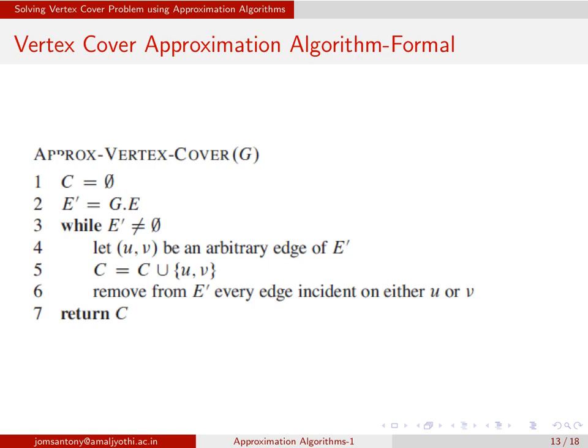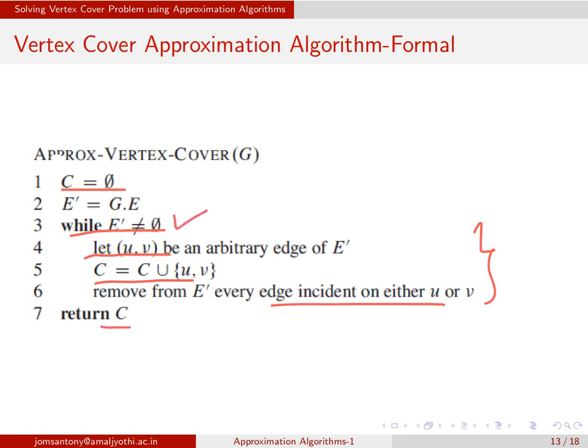This is the formal version of the same algorithm represented in the form of a pseudocode. You can see that this is very similar to the informal algorithm which we have seen. Here also we start by initializing our solution set as a null set. Then we will check whether the edge set is null, and if the edge set is not null, we will add an arbitrary edge uv to our solution set, and then remove every edge incident on either u or v. And these steps will be continued until the edge set becomes null, and finally we will return the value of C.